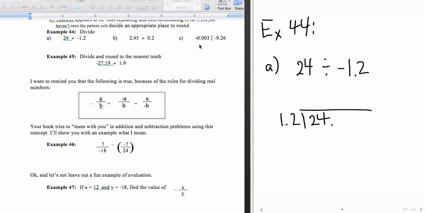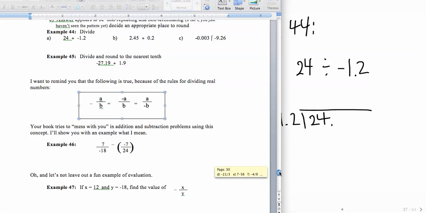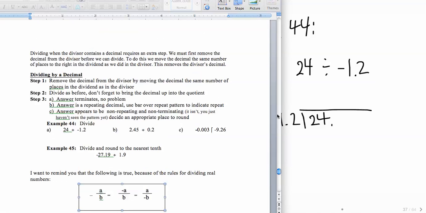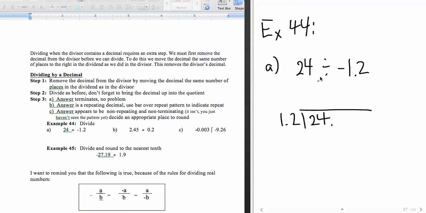Okay, section 2.5 continued again. This time we're dividing by decimals. In order to divide by a decimal, we have to realize that we have to remove the decimal from the divisor before we can actually do that.